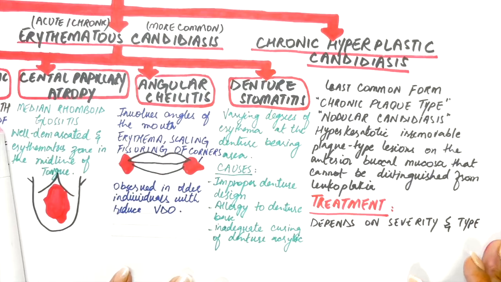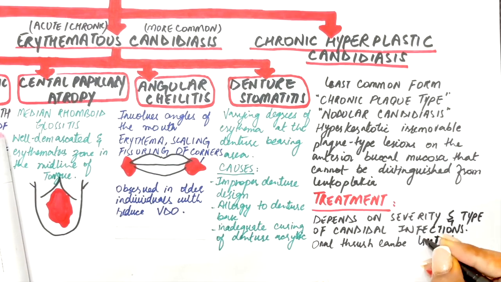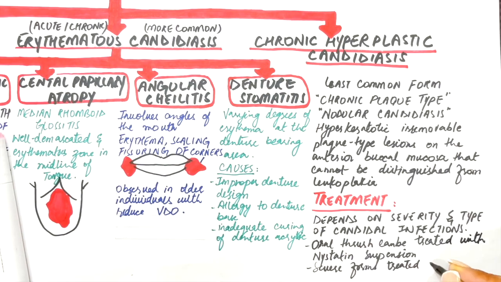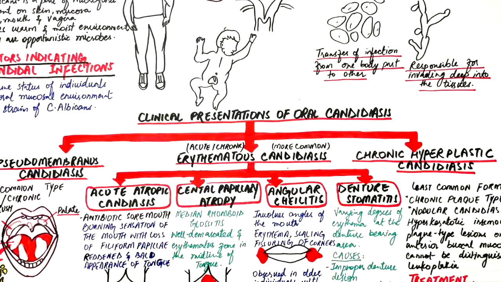Treatment of oral thrush can be done with antifungal drugs like nystatin suspensions. More severe forms of the disease can be treated with azoles and amphotericin antifungal medications.